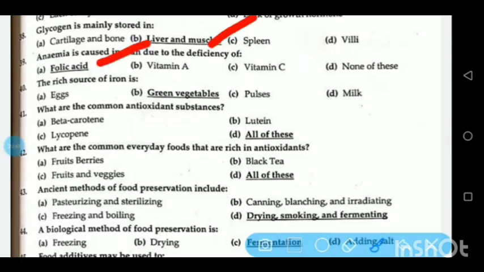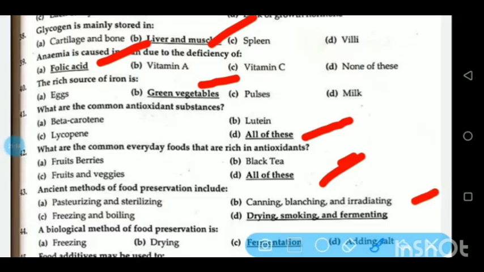Anemia is caused in man due to the deficiency of folic acid. The rich source of iron is green vegetables. What are the common antioxidant substances? All of these. What are the common everyday foods that are rich in antioxidants? All of these.